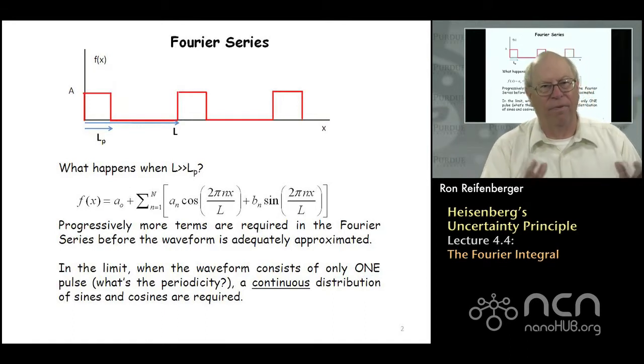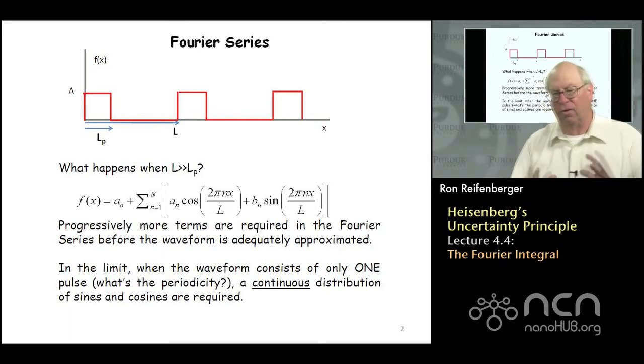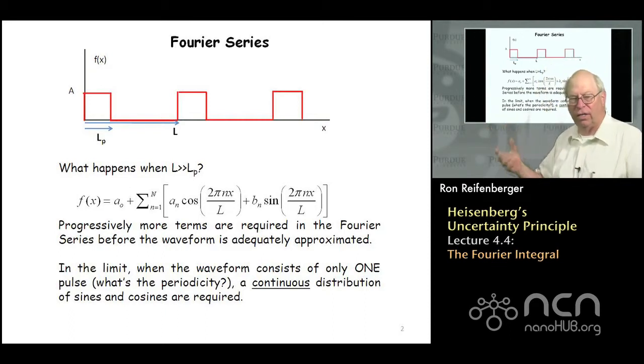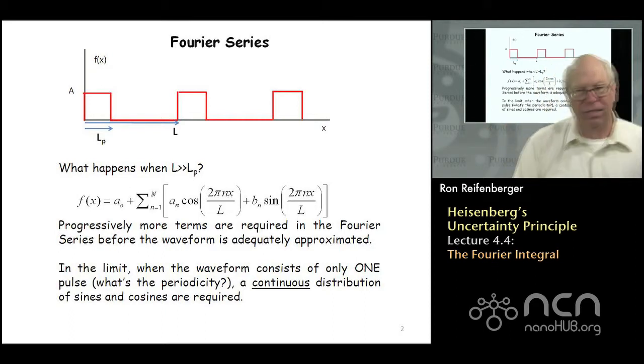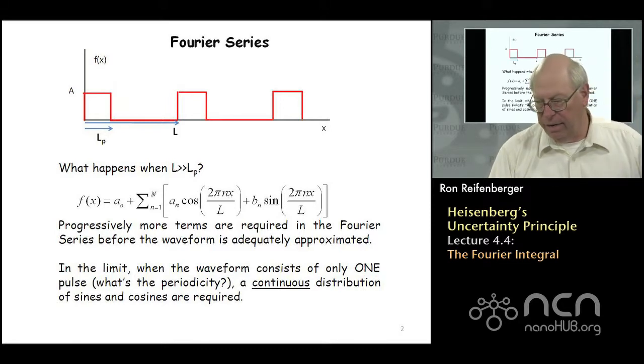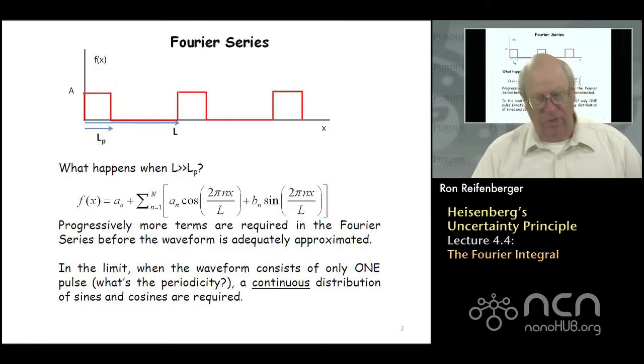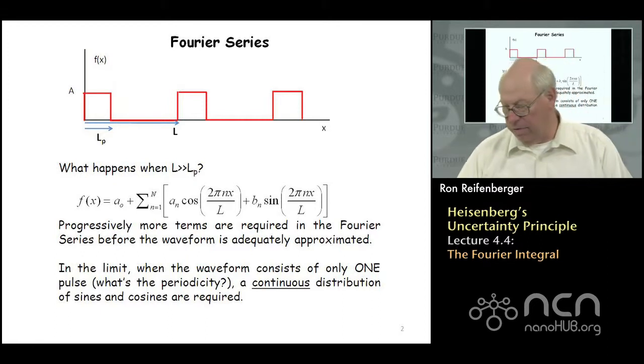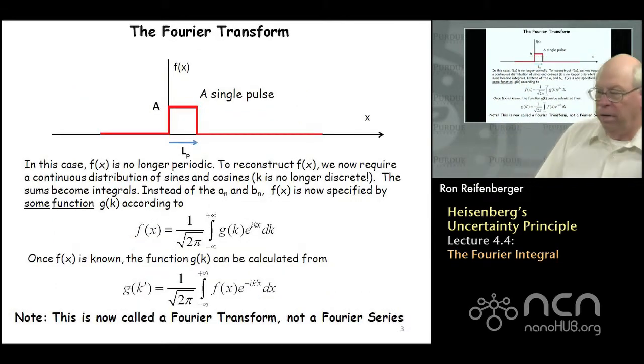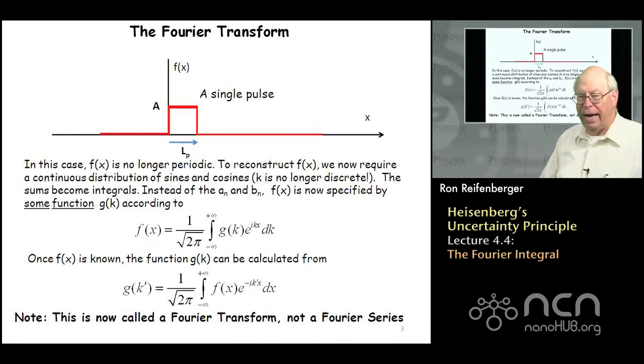So the concept of periodicity for this one pulsed function kind of goes away, and as a result, we don't need a finite number of sines and cosines. We actually need an infinite number of them. So the mathematics to describe that situation is sketched out in this slide.